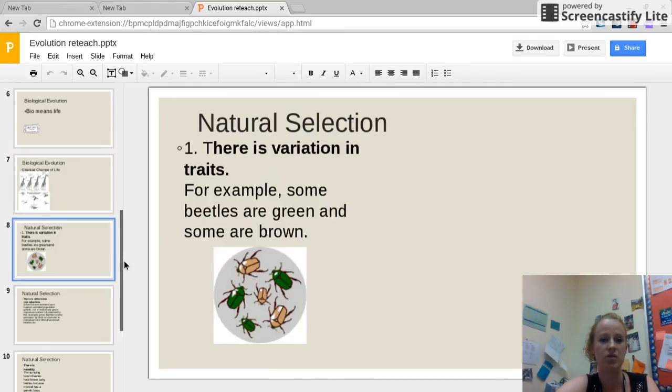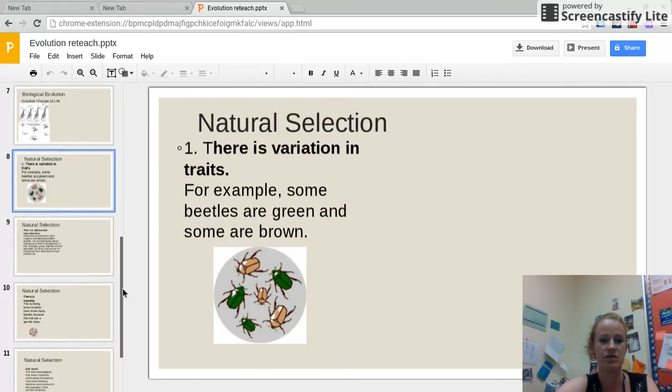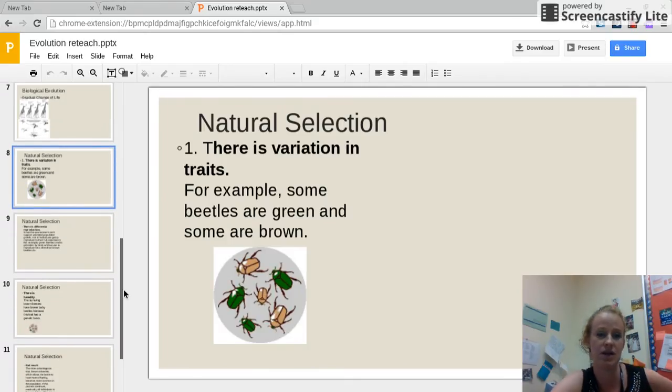Okay, another part that goes with evolution that you guys have been struggling with is natural selection. So I'm going to try to make this simple for you guys as well. So first you need to understand that there's a variety of traits, okay? So that's why some of us, like I have red hair. That is a variety of my trait, where you might have black hair or blonde hair or brown hair. It's a variety of our traits, okay? So in this example I show in the picture, some beetles are green and some are brown.